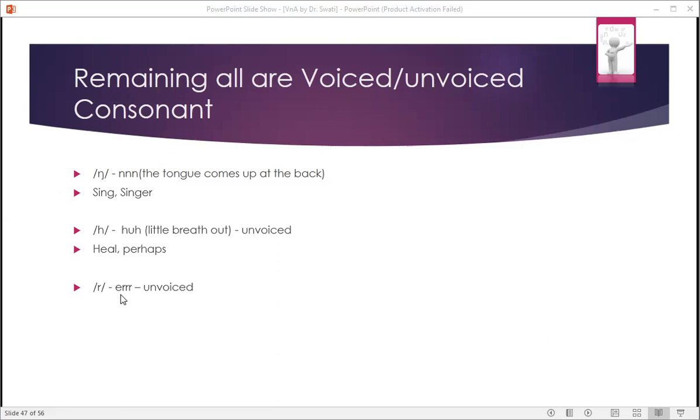This is an unvoiced consonant sound, and we can see examples like real, correct. We don't say it flatly; there's a little R sound that comes here, like in real, correct.